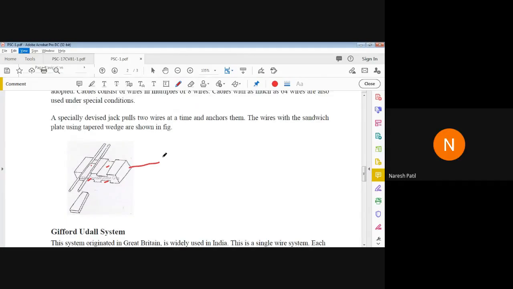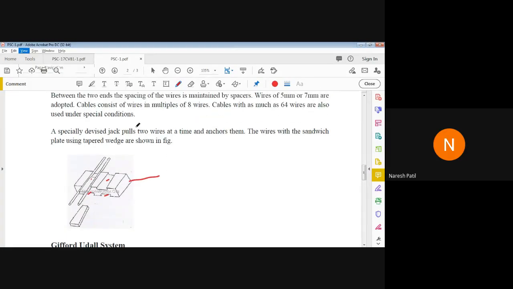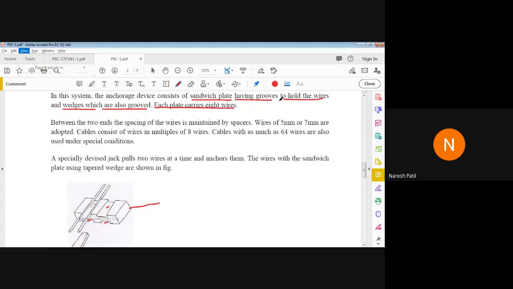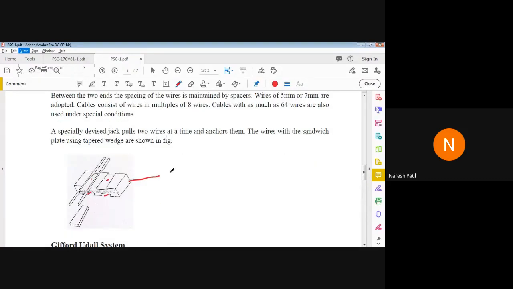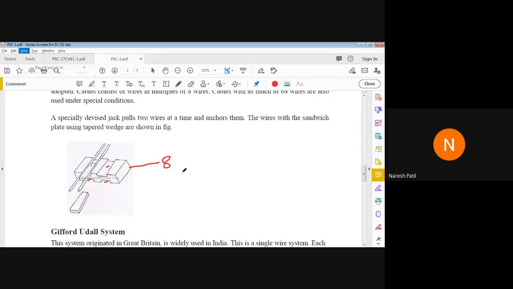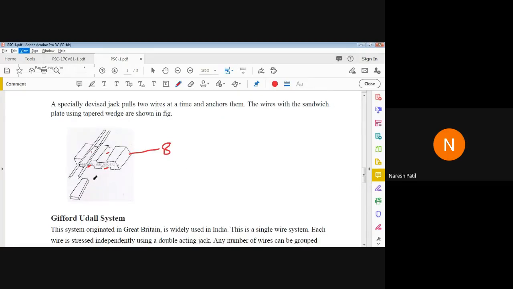Yes, sir. Is it clear now how there are 8 wires? What have they given? Bolts. Each plate carries 8 wires. Means this plate carries 8 wires. How will it carry 8 wires? See. One sandwich plate means one wedge will carry 2 wires. 1, 2, 3, 4, 5, 6, 7, 8. Then at one plate it will carry 4 wires at top, 4 wires at bottom. So it will carry 8 wires.